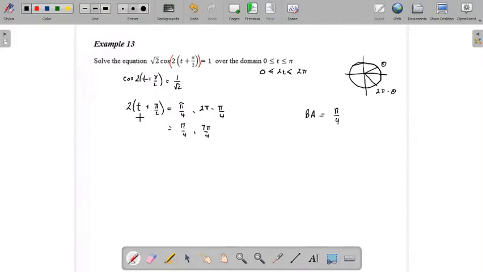And now we need to solve for t. The first thing we'll do is get rid of the 2, so we divide both sides by 2. The next line is t plus pi over 2 is equal to pi over 8 and 7 pi over 8. And then t will be found by subtracting pi over 2 from both of these.